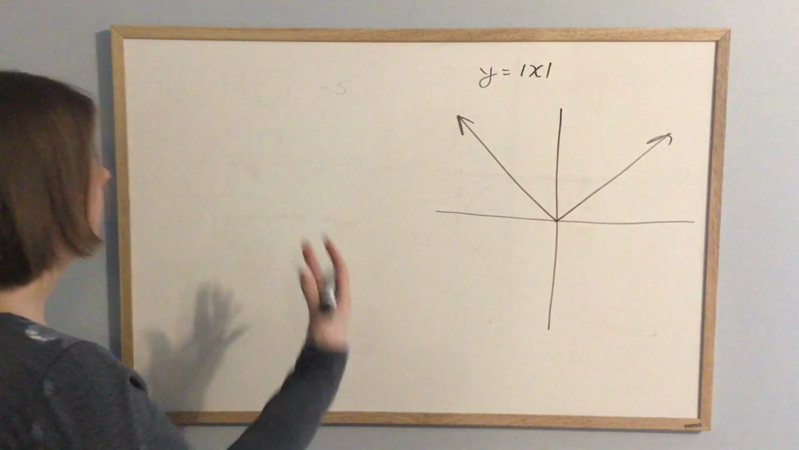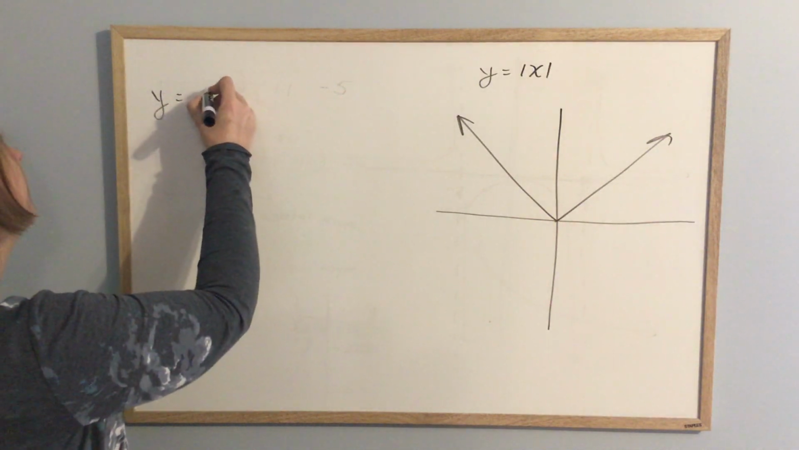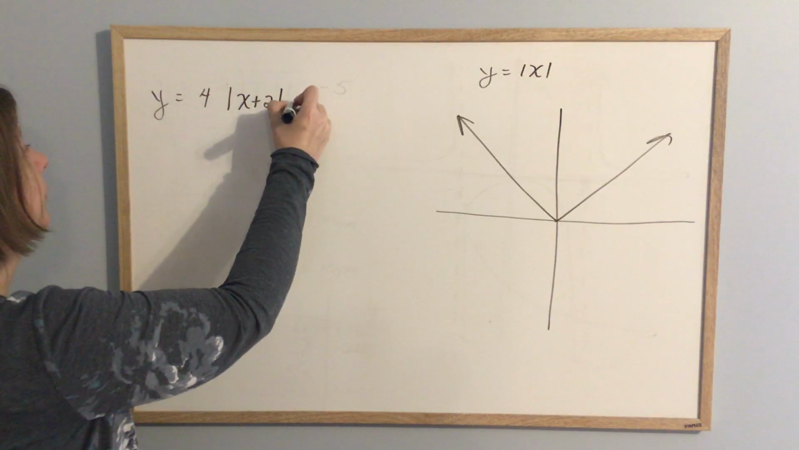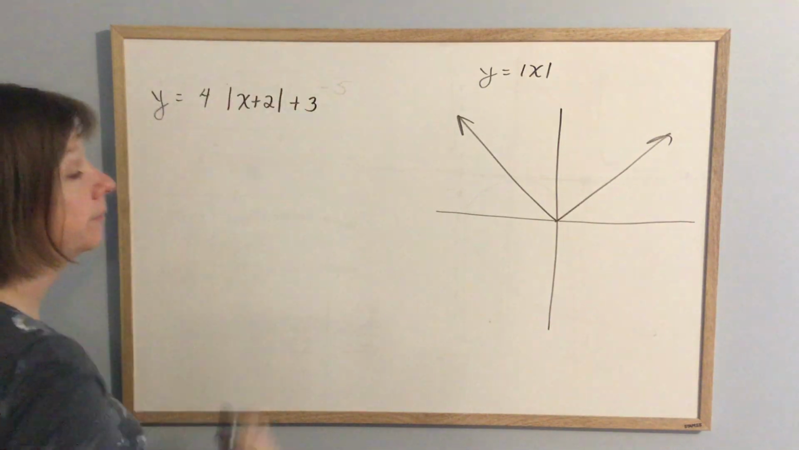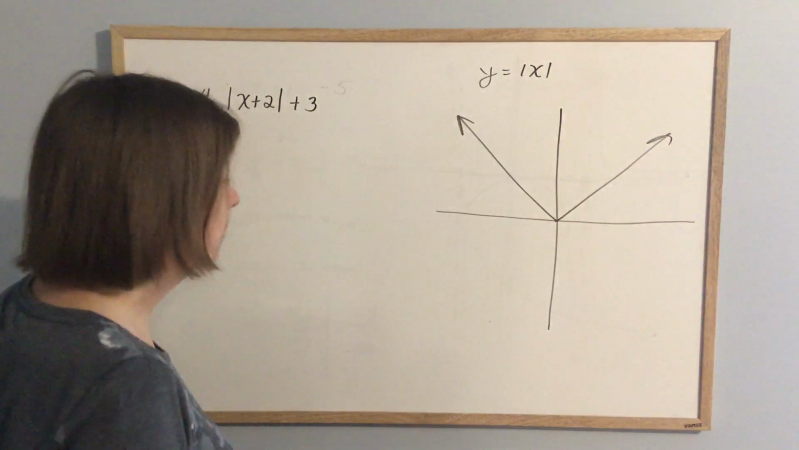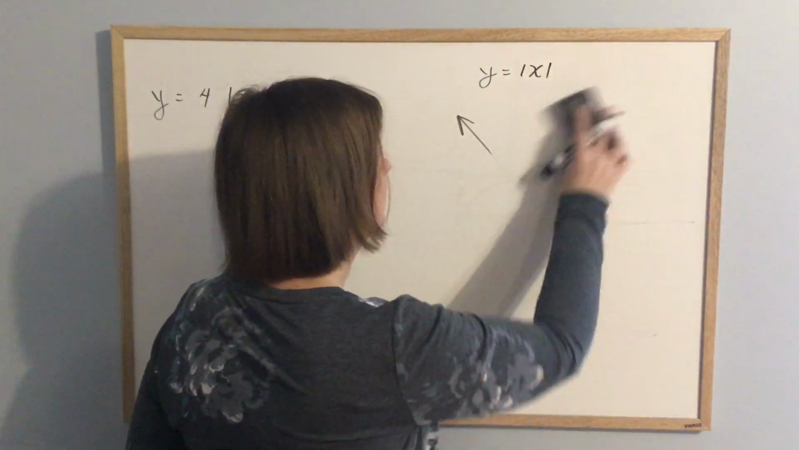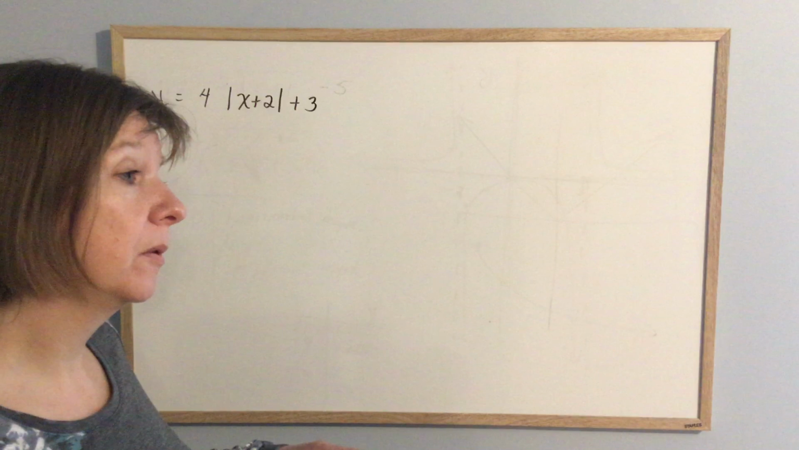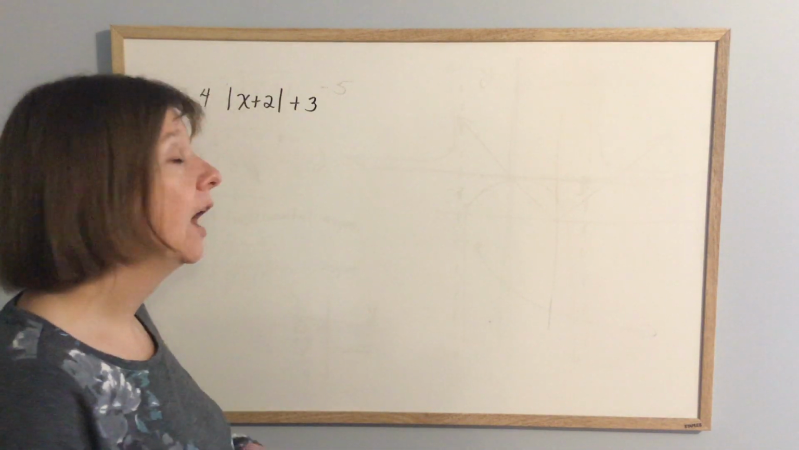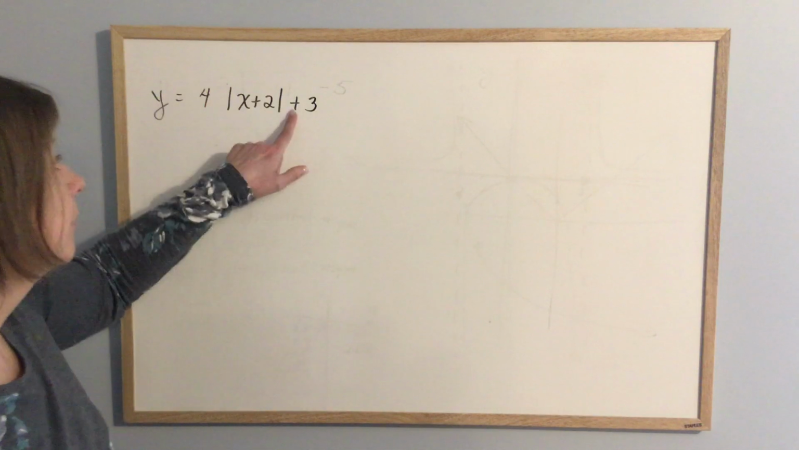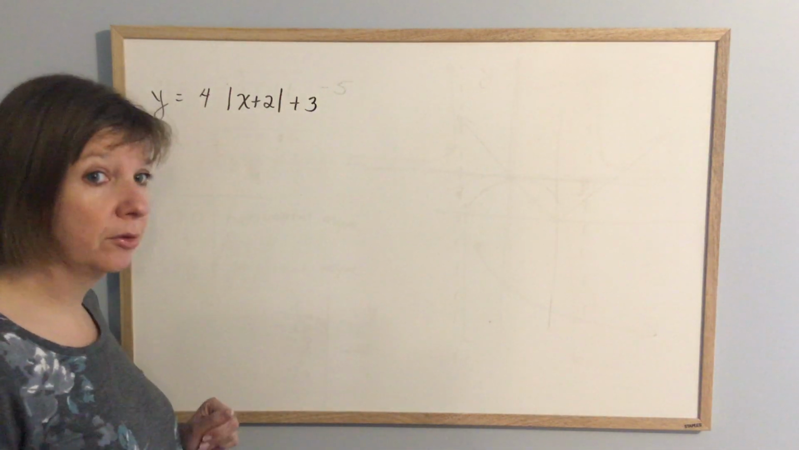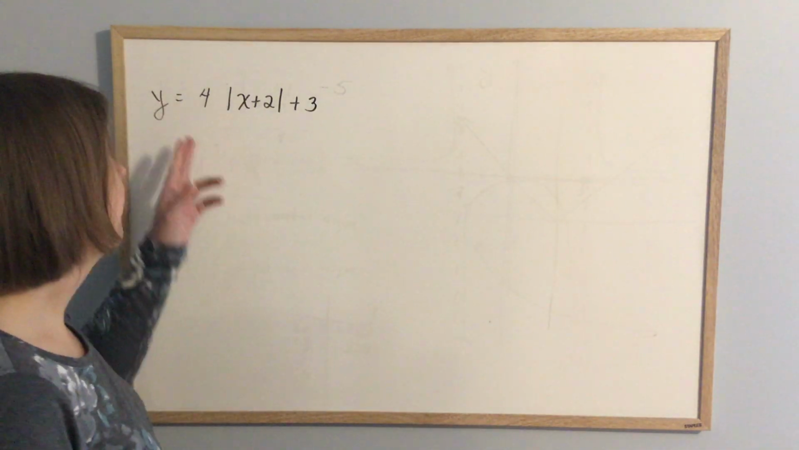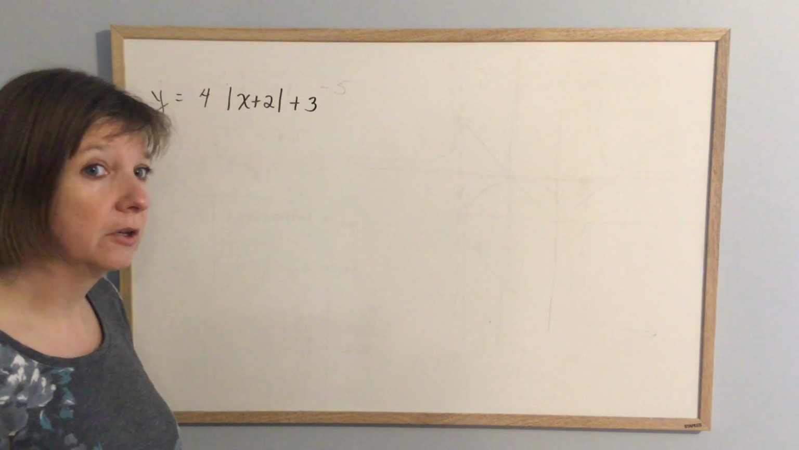So then if we put numbers around it, I don't know, 4 times the absolute value of x plus 2, plus 3, all right? The same rules apply. It's why we did that whole chapter on how does adding, subtracting, multiplying onto your basic function affect the graph? The plus 3 would move that v up 3. The plus 2 would move it to the left 2. That 4 would make it 4 times skinnier.